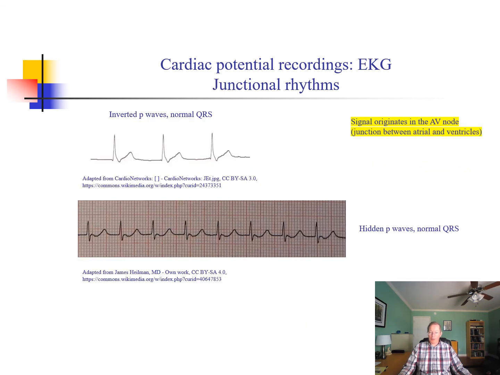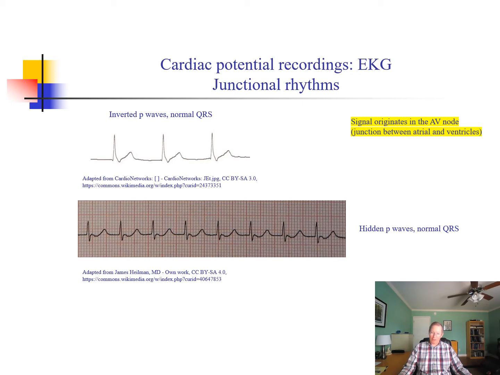Now, in contrast to these, I have junctional rhythms. Junctional rhythms are when the signal originates in the AV node, or very close to the AV node. And this shows up as two different manifestations. The first is where I will have inverted P waves, but a normal QRS width. So you can see this inversion here.